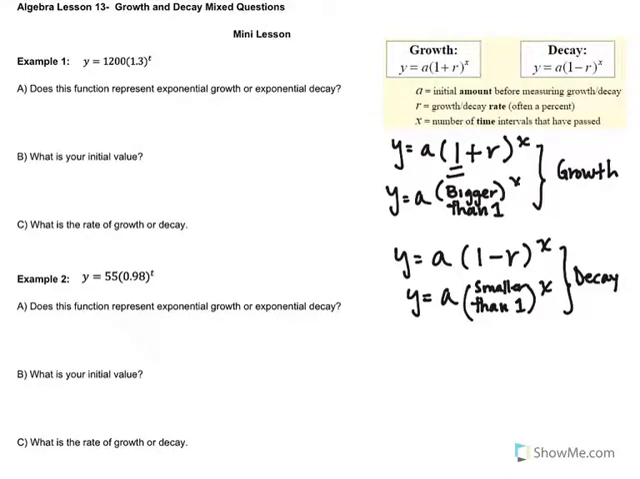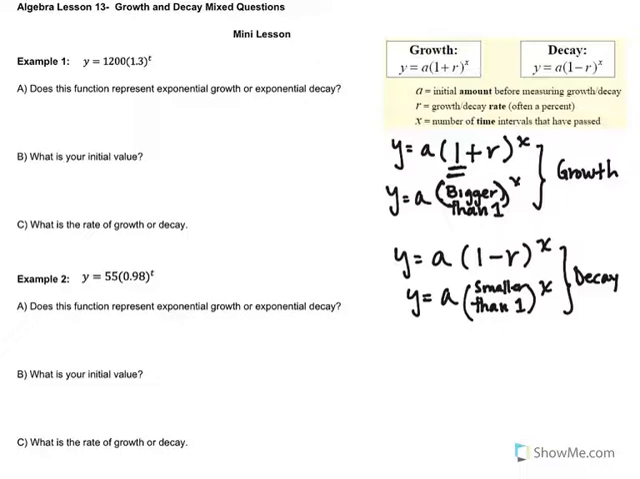So again, the growth or the decay is going to affect whatever's happening to your whole, which then will affect whatever you're going to have as a result inside of this parentheses. You're either going to have something that's bigger than 1 if it's growing, your whole is becoming bigger, or you're going to have something that's smaller than 1 if it's decaying, meaning your whole is becoming smaller. So using that information, let's see what we have here.